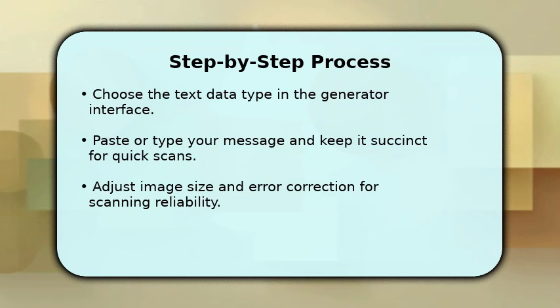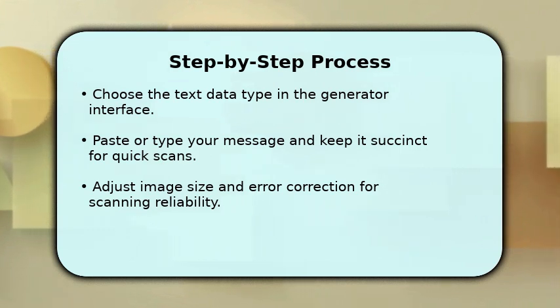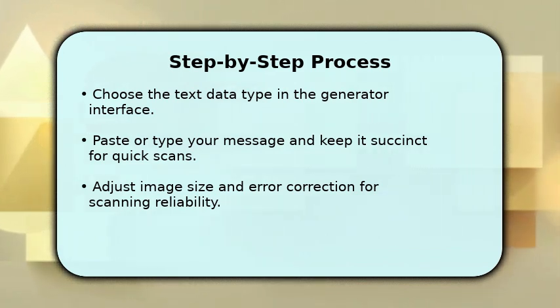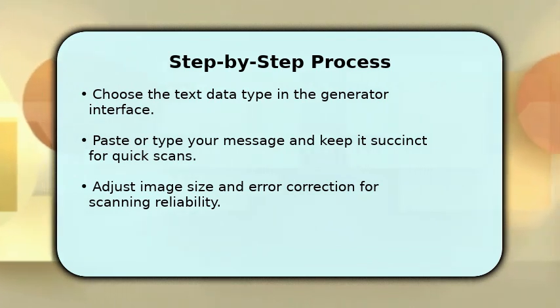Start by selecting the text option inside the generator, then paste or type the exact message you want encoded. Choose a higher error correction level if the code may get damaged, and pick a resolution suitable for printing or web use. Always preview the QR code and scan it with multiple devices to verify the text displays correctly before finalizing your download or distribution.